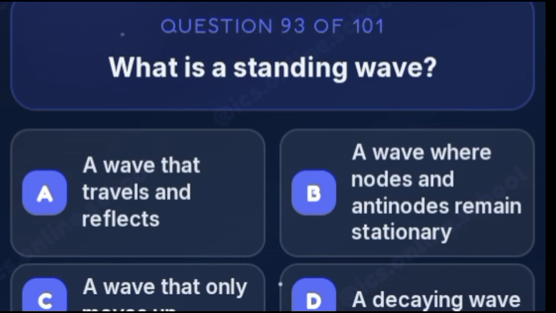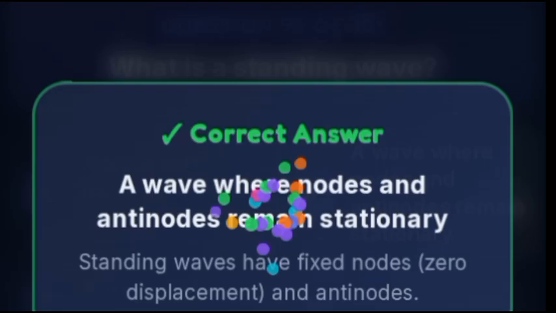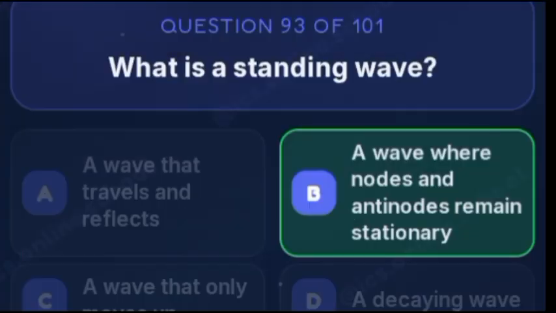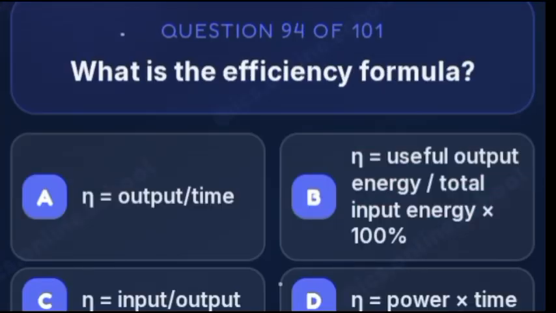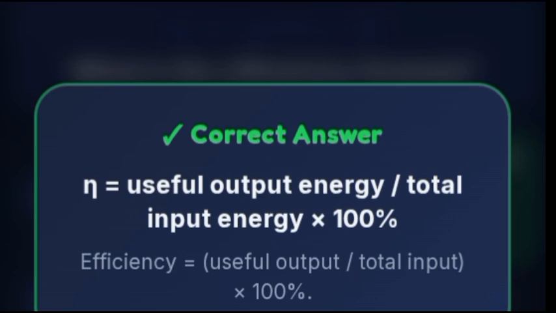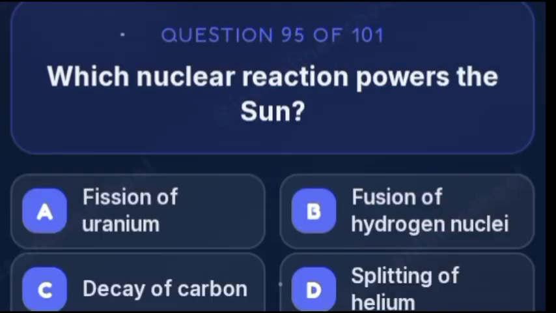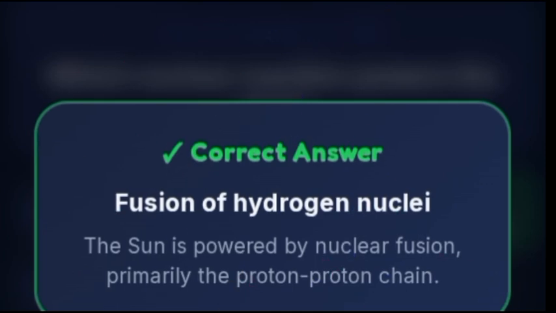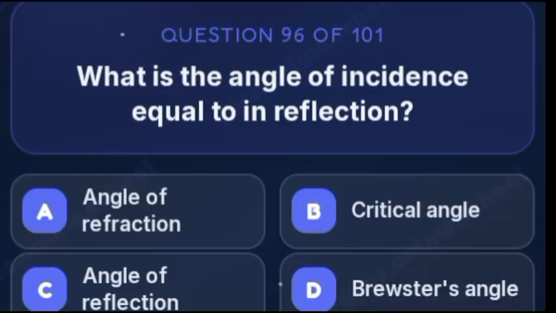What is a standing wave? A wave where nodes and antinodes. What is the efficiency formula? This formula. The nuclear reaction powers the sun, the fusion of hydrogen nuclei.